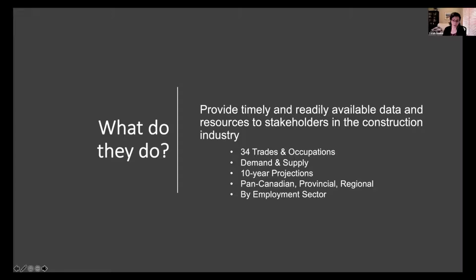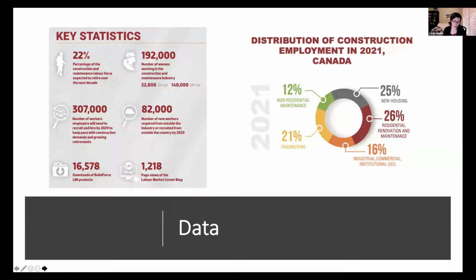They look at a variety of geographic scales. They provide information at the pan-Canadian level, provincial and regional levels. And they do robust modeling by employment sector, so they also stratify according to what's needed where. Here is an example of some of the things that Buildforce provides. Some of their data are available in the public sphere, and some of them are available by subscription.